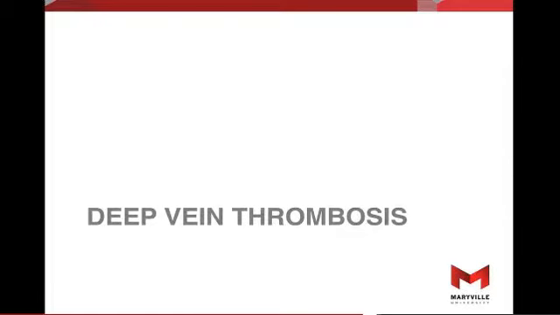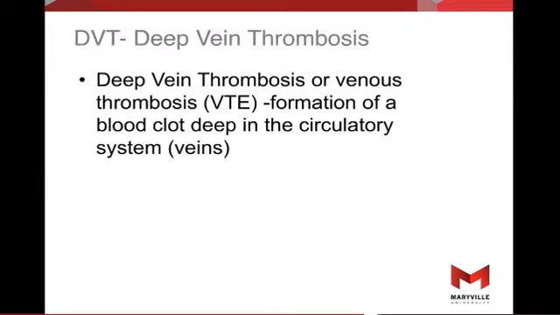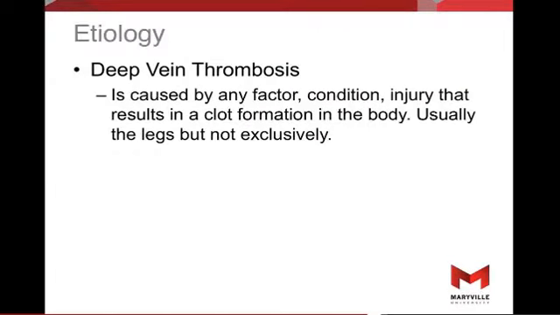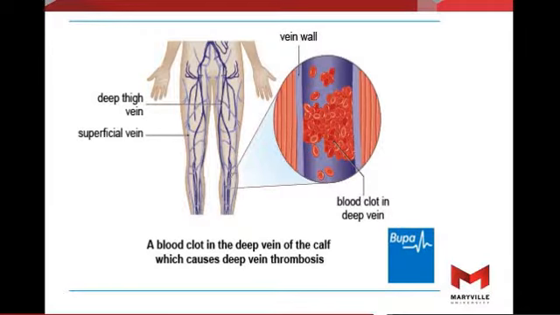So next we'll talk about DVTs, or deep vein thrombosis. It's a formation of a blood clot deep in the circulatory system of veins, and is caused by any factor, condition, or injury that results in clot formation in the body, usually in the legs, but not exclusively in the legs. And this just shows you the clot formation in the actual leg and what it looks like in the vessel.